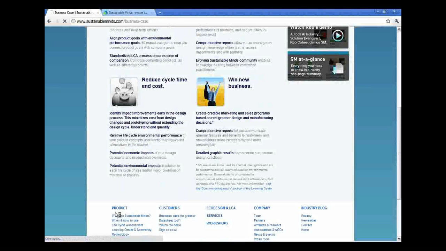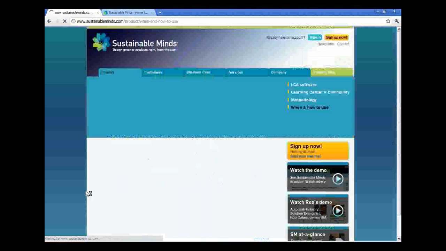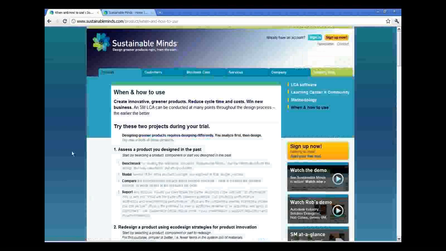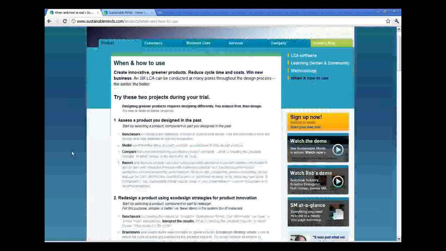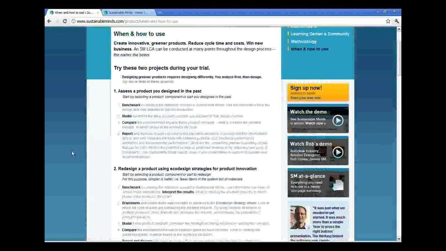Now, when and how you would use Sustainable Mines, there are two main categories, but you can use it for more stuff. The two main ones are that you want to assess the environmental performance of a product that you have designed in the past, just to learn. You can model it in our software, benchmark it with maybe new designs, compare it, and then report on that and see what you learn. And if you're going to redesign that project, what would you change? And then you can go to a redesign project.